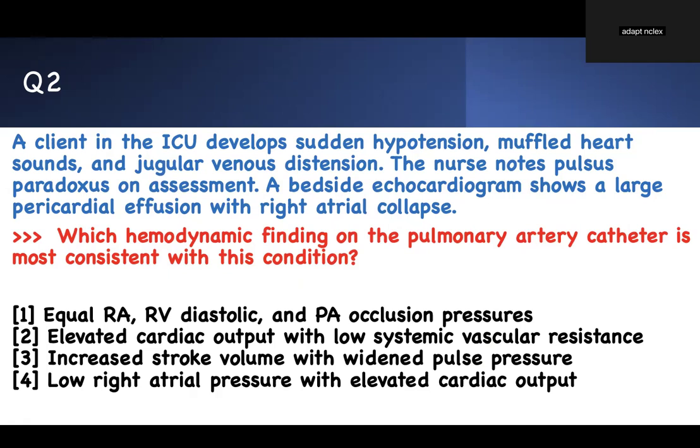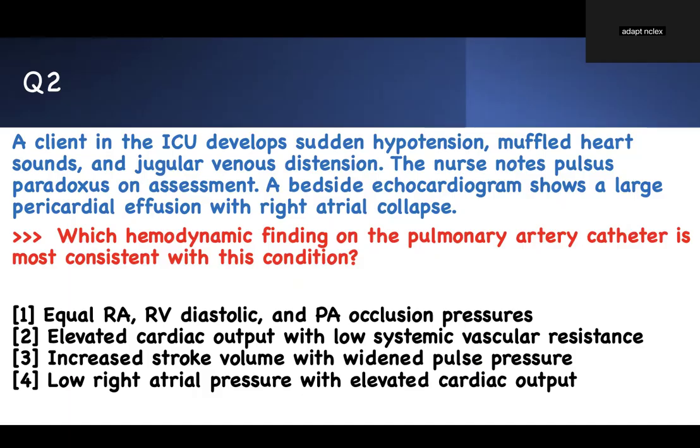Another assessment: the bedside echo shows large pericardial effusion with right atrial collapse. Put the content together. I know you know this. This is cardiac tamponade. Classic symptoms. What do you think if I put a pulmonary artery catheter in you, what is going to happen? Equal pressures in the right atrium, ventricular diastole, and PA occlusion pressure; elevated cardiac output with low systemic vascular resistance; increased stroke volume with wide pulse pressure; the low right atrial pressure with the elevated cardiac output.